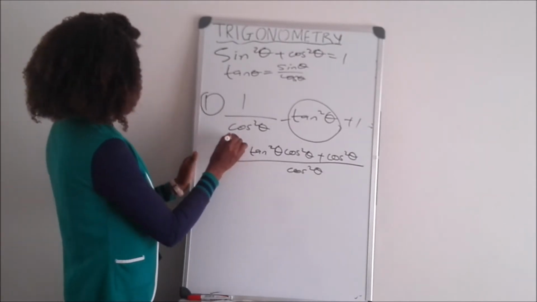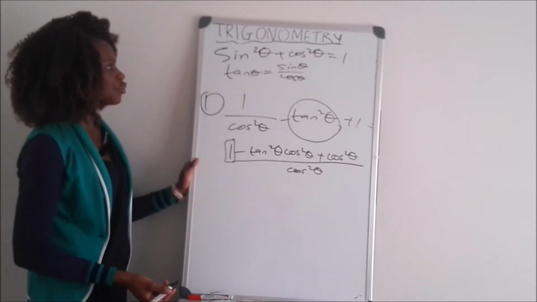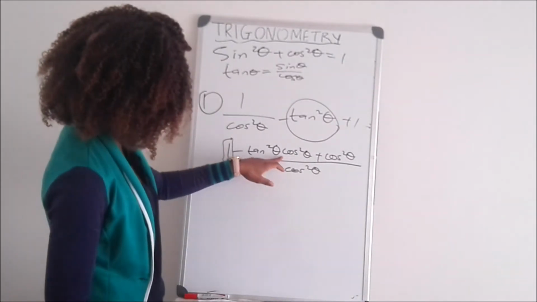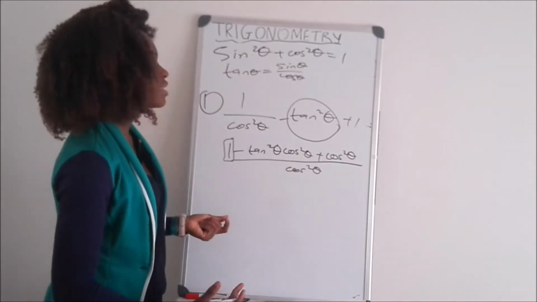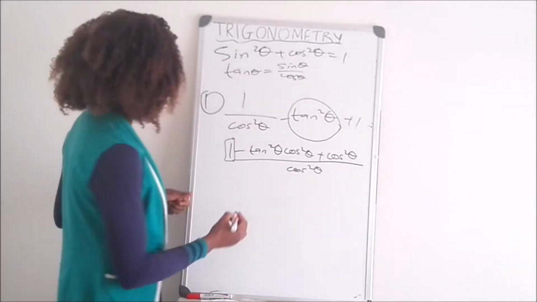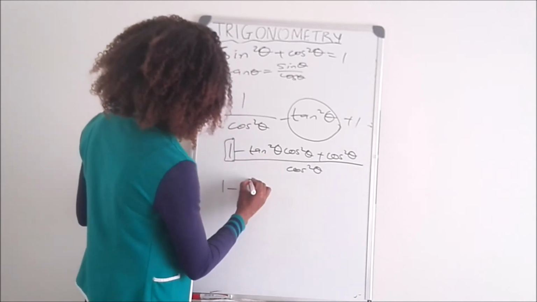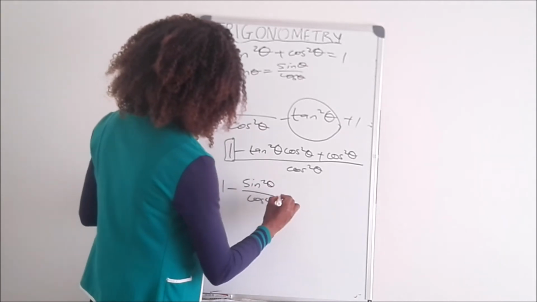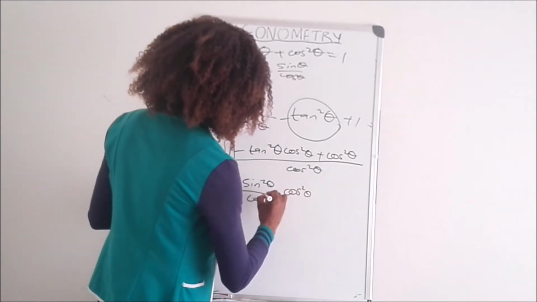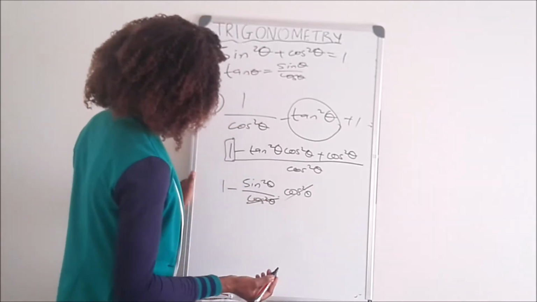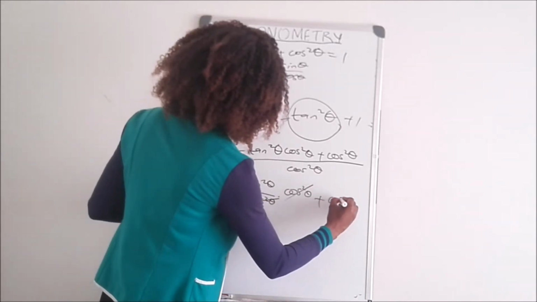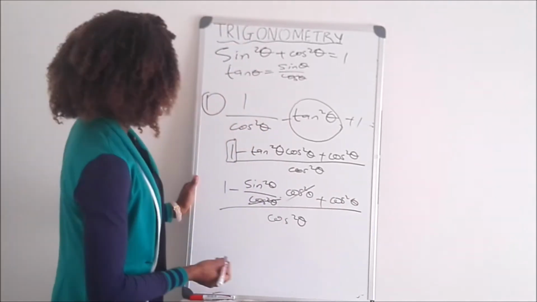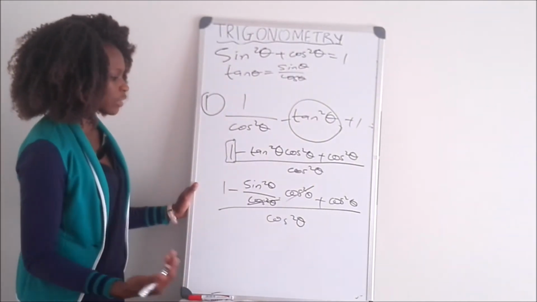Remember, this one here, we can actually change it to be sine squared theta plus cos squared theta. But in this question, guys, let's first deal with these two, so that we can see what we'll be left with if we cancel them out. Then we will have 1 minus tan squared theta, which is sine squared theta divided by cos squared theta, multiplied by cos squared theta, of which we know those two will cancel out, and then we'll have plus cos squared theta divided by cos squared theta.